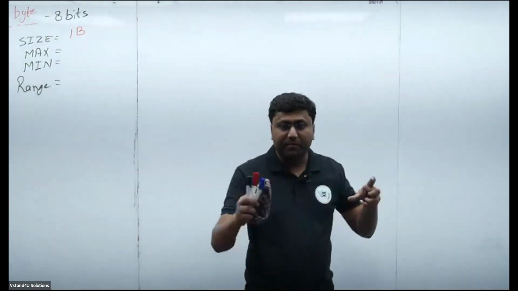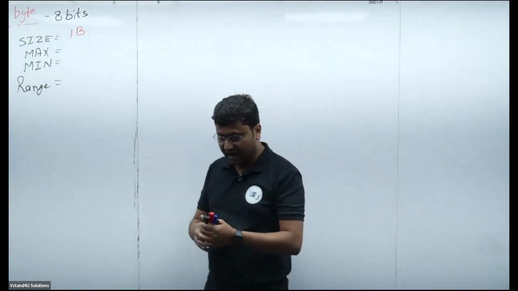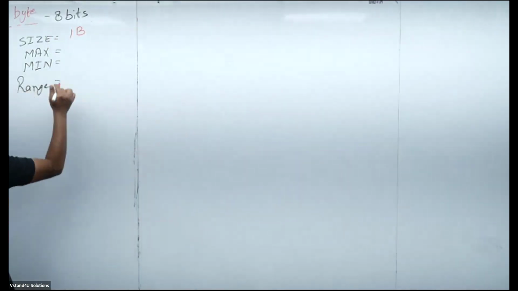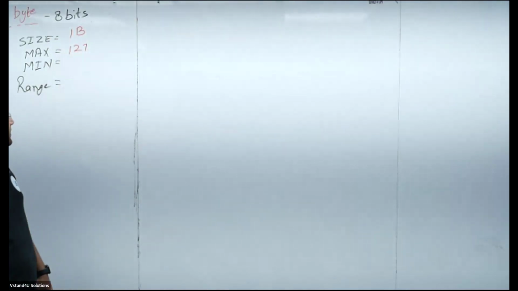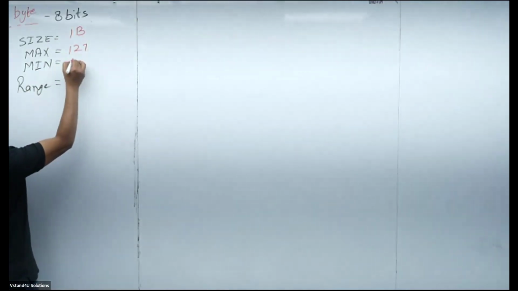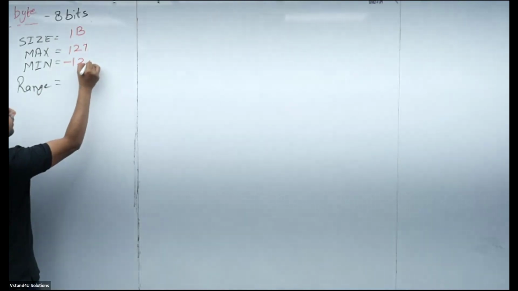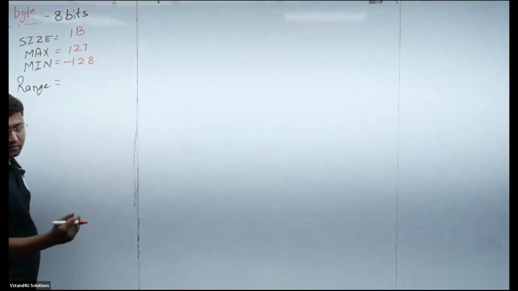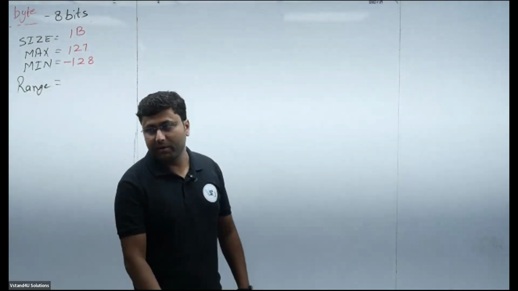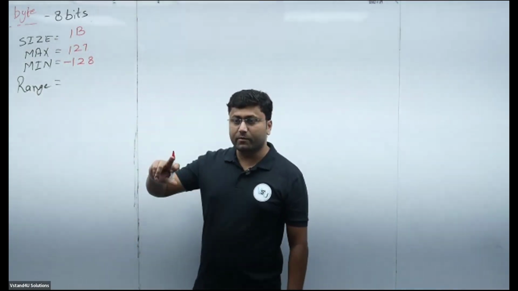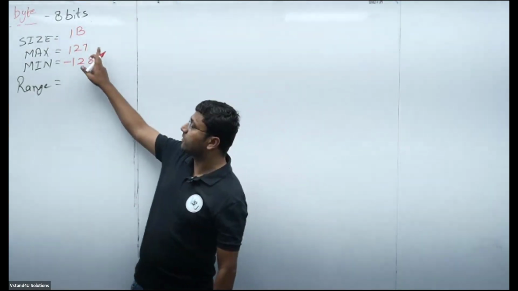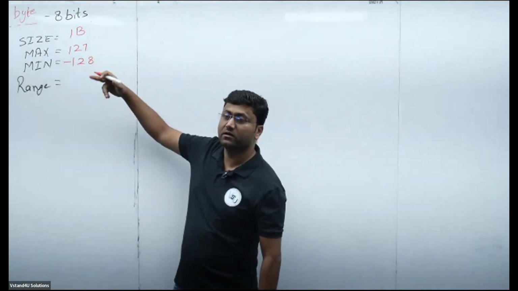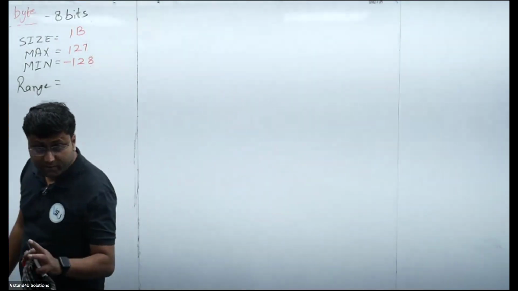With the help of 8 bits, the maximum number that can be formed is 127. So the minimum will be minus 128, 1 greater. Are you getting my point? The negative side always has one greater value. Positive will be 127. Negative will be minus 128. Are you getting my point, everybody?